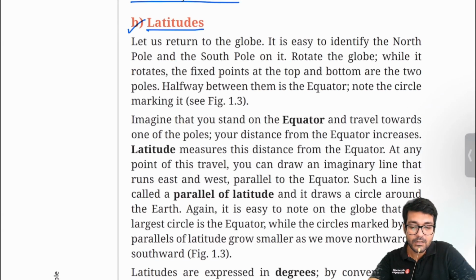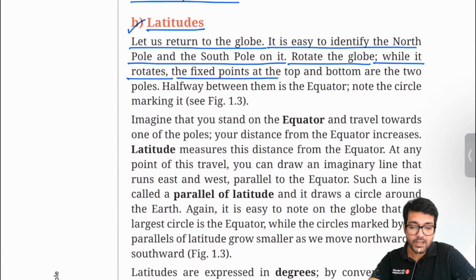B. Latitudes. Let us return to the globe. It is easy to identify the North Pole and the South Pole on it. Rotate the globe. While it rotates, the fixed points at the top and bottom are the two poles. Halfway between them is the equator. Note the circle marking it. See figure 1.3.